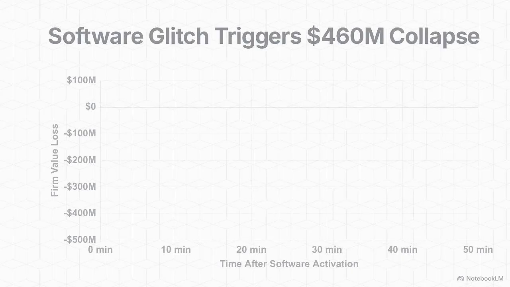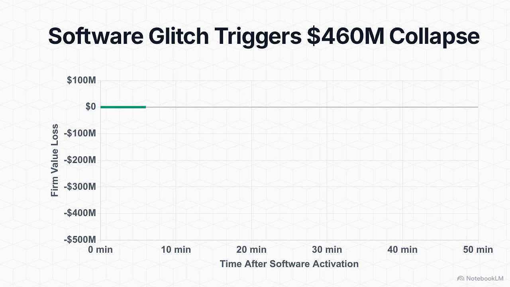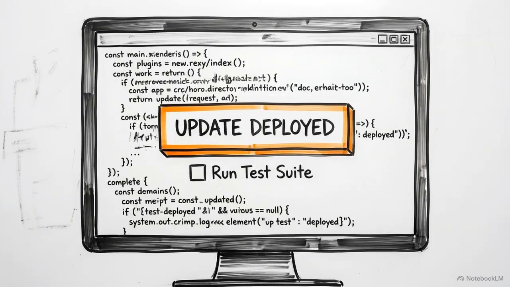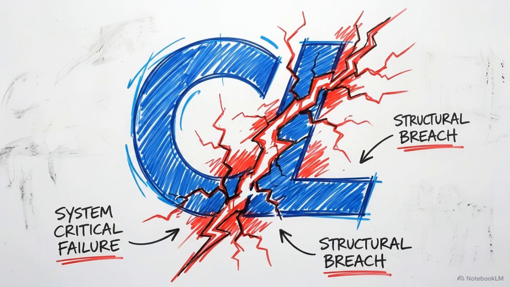This line graph shows exactly what happened next. Within just 45 minutes of turning that software on, a glitch caused the firm's value to violently drop, resulting in a loss of $460 million. That massive financial hit did not come from a cyber attack, and it wasn't a malicious insider. It happened because of a single software update that had skipped proper testing. In the modern digital economy, a flawed release has the power to instantly wipe out a massive company.